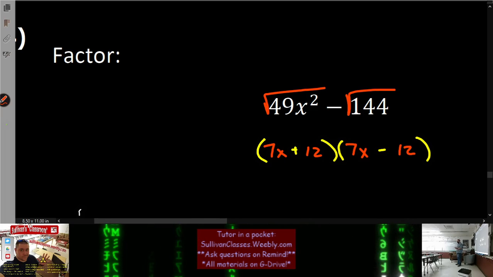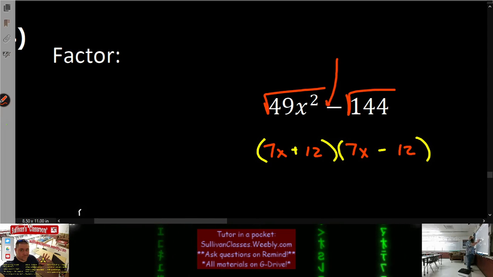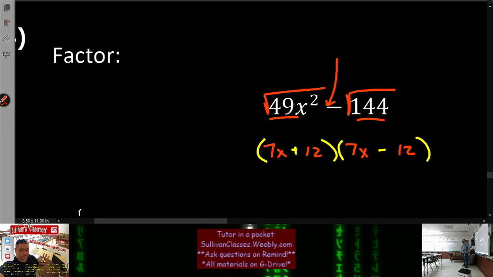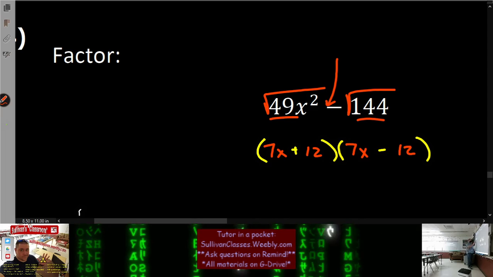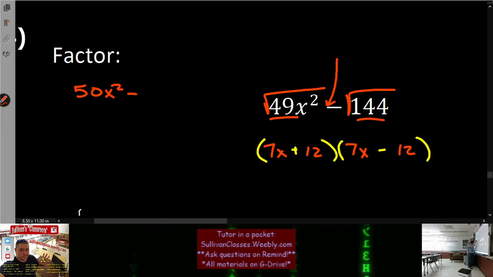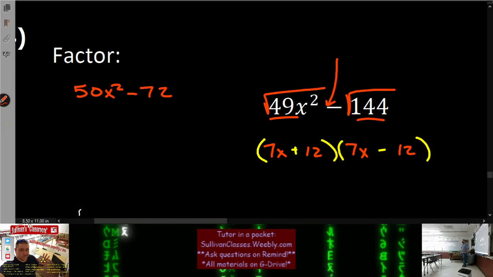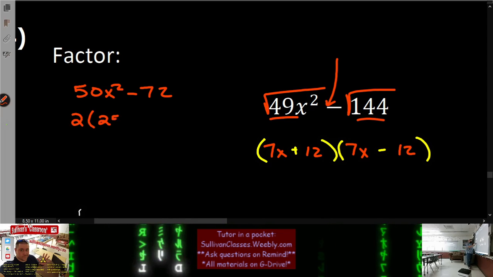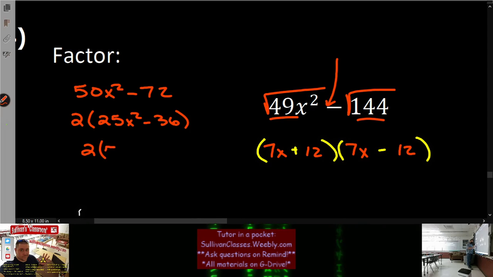This is a special form called difference of squares. It's called difference because I was subtracting. It's called squares because each of these was a perfect square. Now, they don't always look like that. It's entirely possible you could start with something like 50x squared minus 72. Those aren't perfect squares. But if I did my GCF business, now it is.